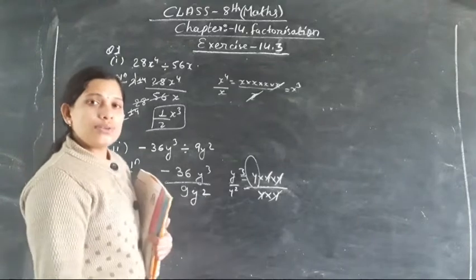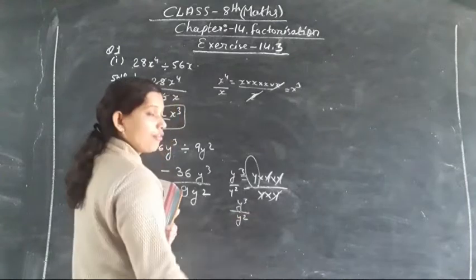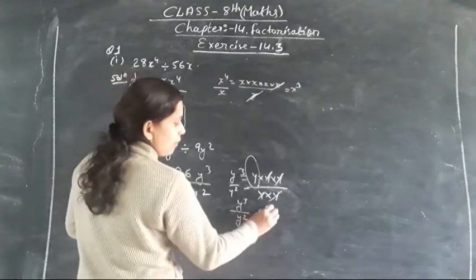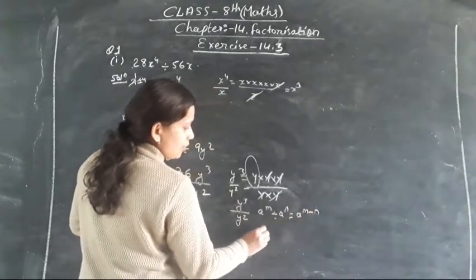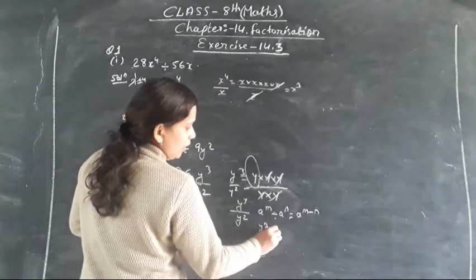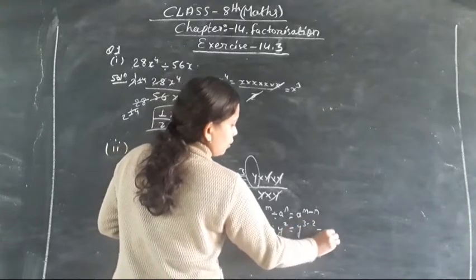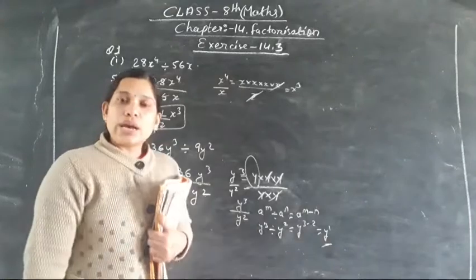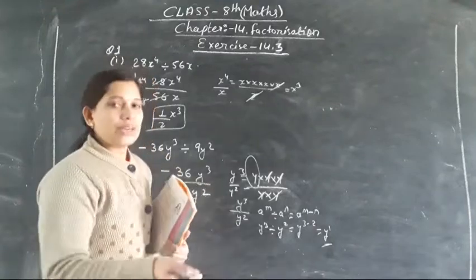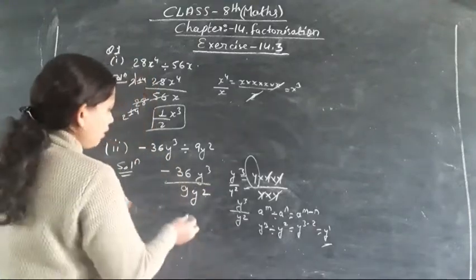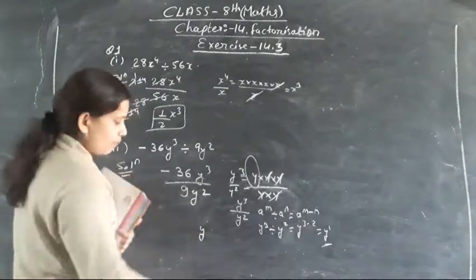Or you can also use the laws of exponents. As you know, this is in the form of numerator and denominator. So a to the power m divided by a to the power n is equal to a to the power m minus n. You can use this law of exponents also. As you know, y to the power 3 divided by y to the power 2 is equal to y to the power 3 minus 2, so y to the power 1 is left. Either you can use the laws of exponents or directly cancel. You will get the same answer both ways. As y to the power 1 is left, we don't mention 1 in the power, so y will be only here.